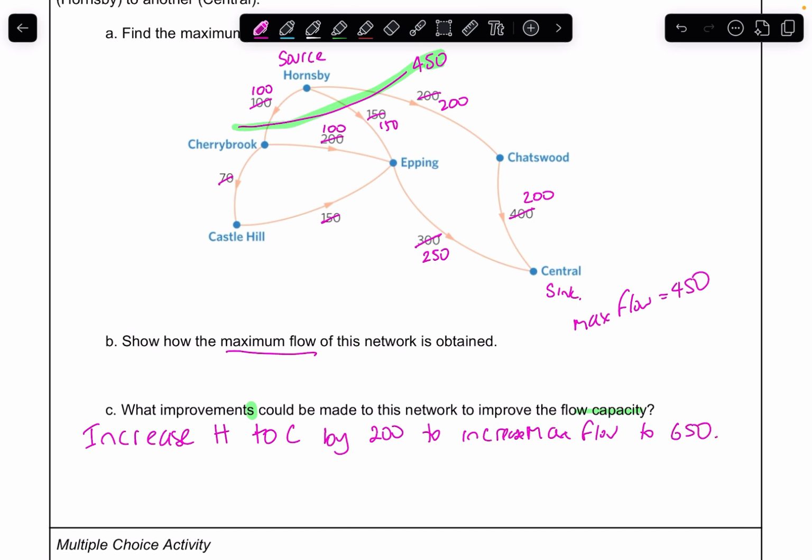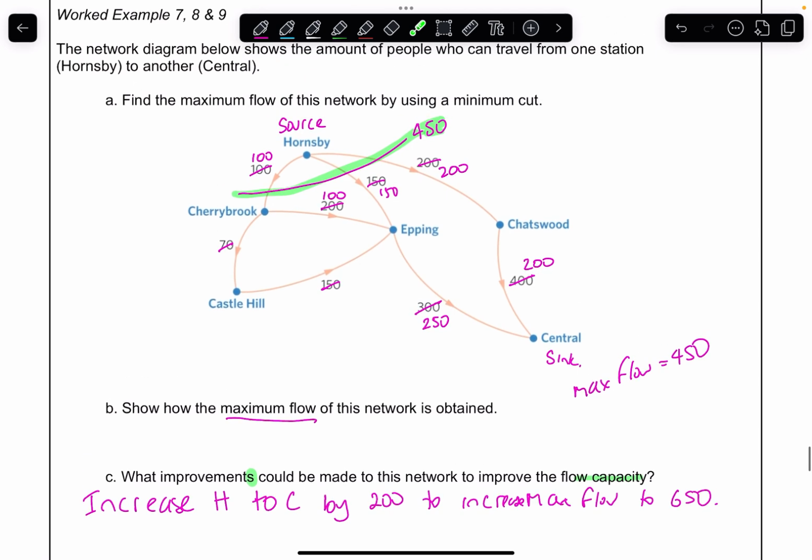I don't like doing shorthand. All right, so there's that one. What else could we increase? I can see here that this is only 3. This is 50 less. So where else can I increase that?